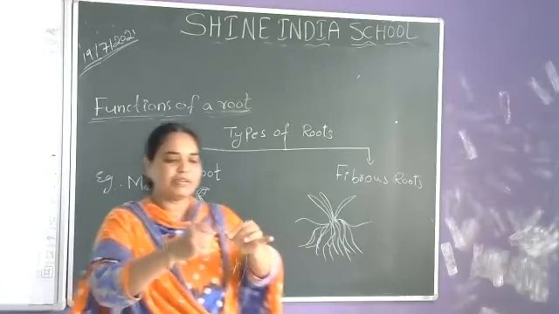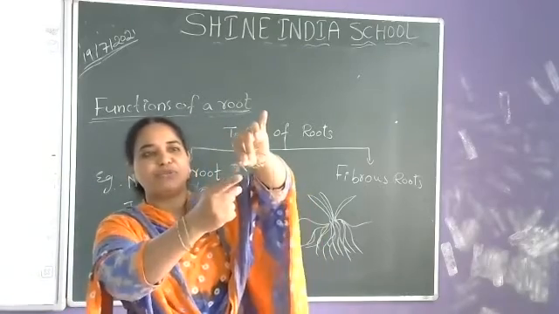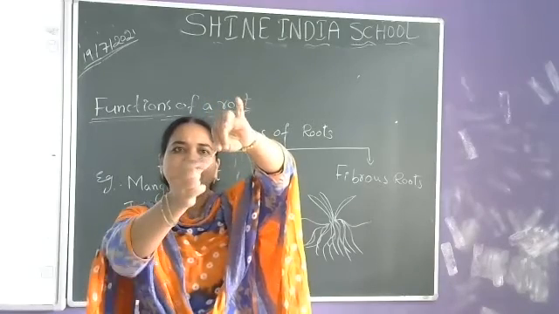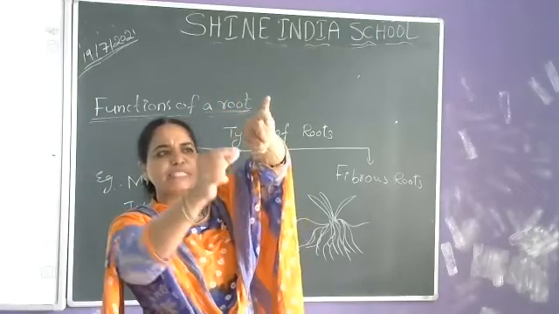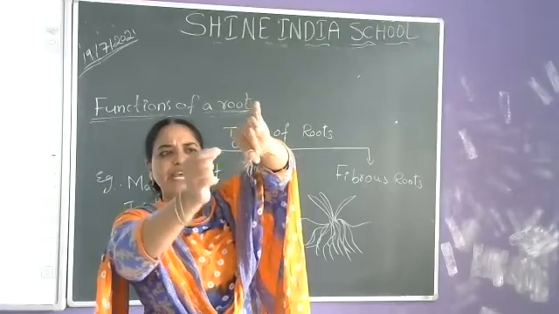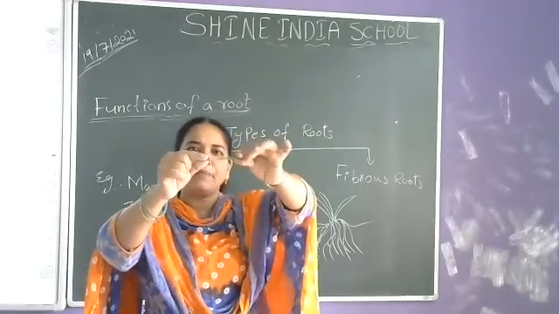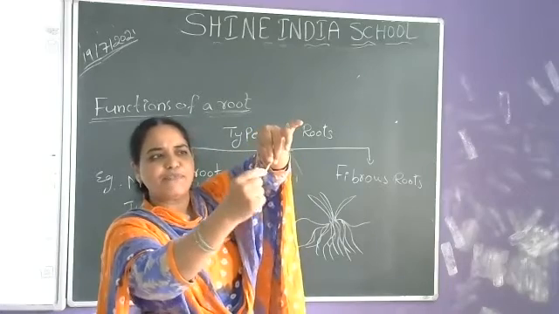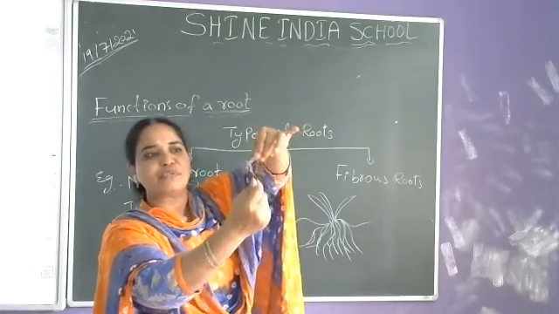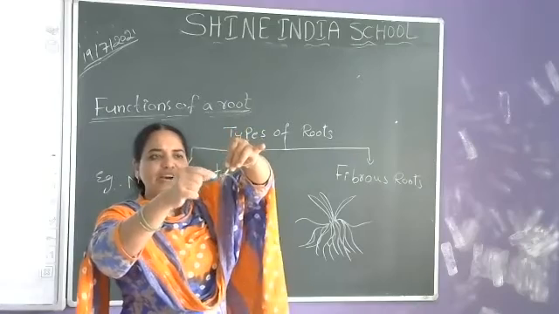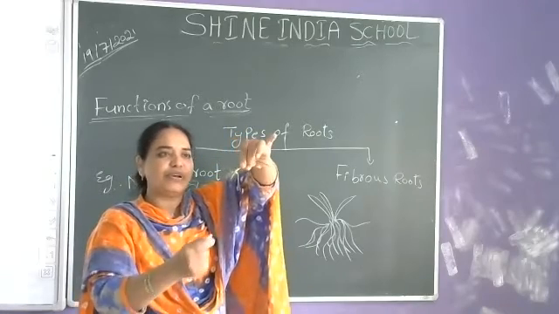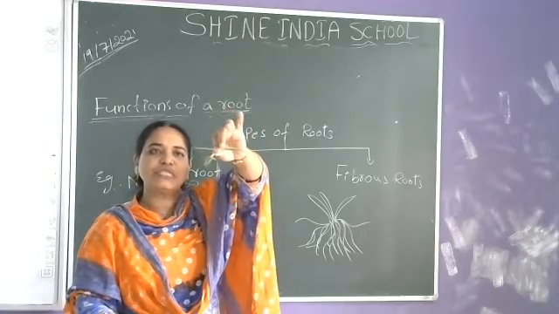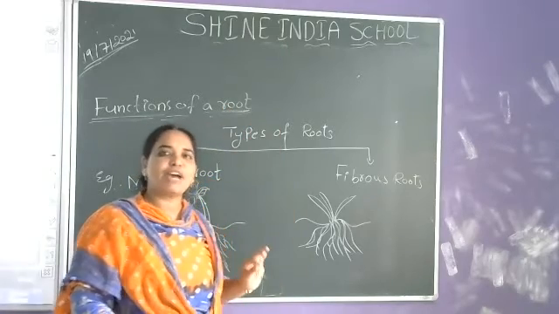If you observe here, this is a fibrous root, as in all grasses. There is no main root. Bunches of roots are there. From the bottom of the stem, a number of roots are arising. Here a cluster of roots is there. There is no main root. All the clusters of roots arise from the stem. Such types of roots are called fibrous roots.